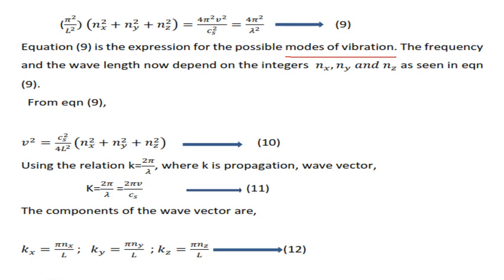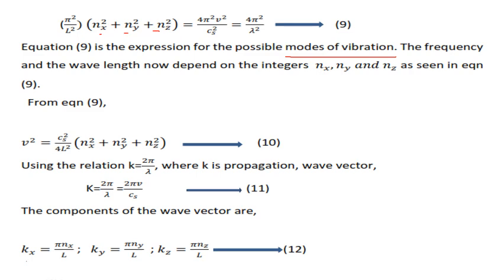The frequency and wavelength now depend upon the value of nx, the value of ny and the value of nz. So from this equation 9, you cross multiply nu square and all the other things, and you will get cs square divided by 4l square into (nx square plus ny square plus nz square). But we know that k is the wave propagation wave vector, and its value should be 2 pi by lambda, where 2 pi by lambda is nothing but 2 pi nu by cs. We know this formula.